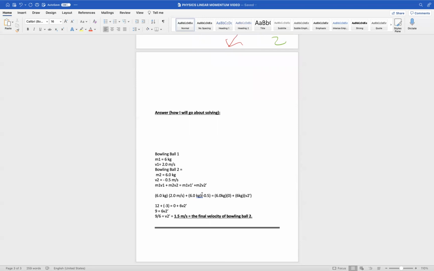Whenever I plug everything in, 6 times 2 is 12, 6 times negative 0.5 is negative 3, 6 times 0 is 0, and 6 times V2 is 6V2. Therefore, 9 equals 6V2. And then when you actually divide 9 by 6, V2 equals 1.5 meters per second as the final velocity of bowling ball 2.